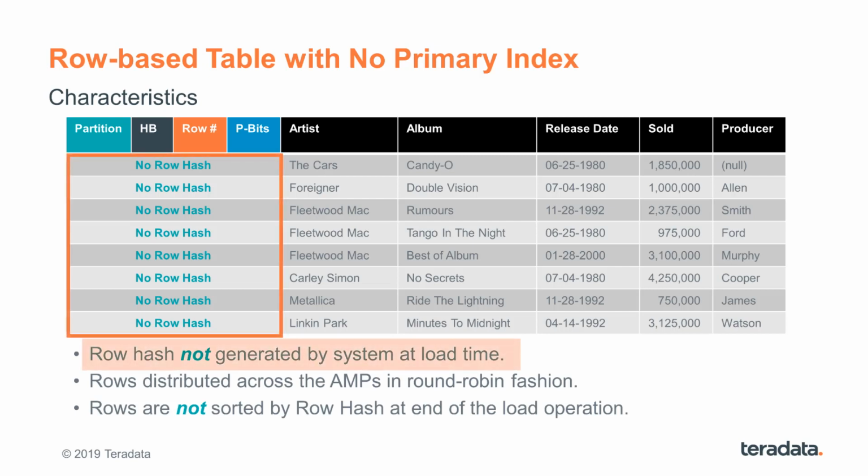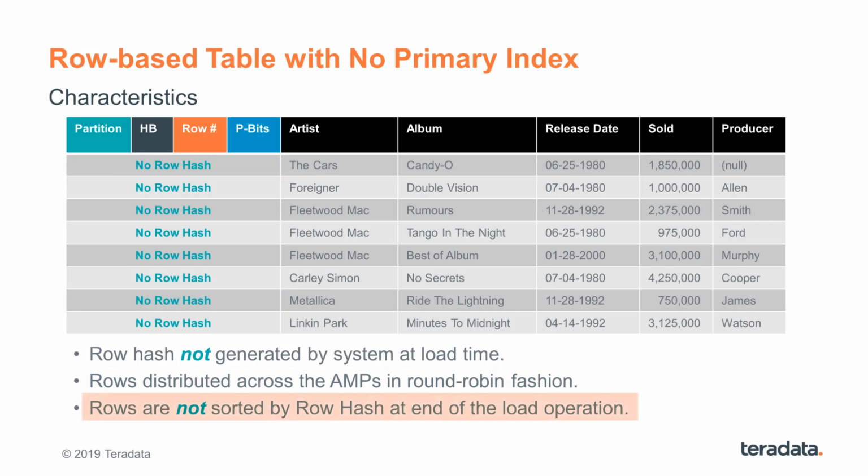The first thing you notice here is when you load a row-based table with no primary index designation, there is no row hash generated by the system. The rows are distributed across the AMPs in a round-robin fashion, basically like shuffling a deck of cards across all players. Since there is no row hash, there is no row hash to sort at the end of the load operation.